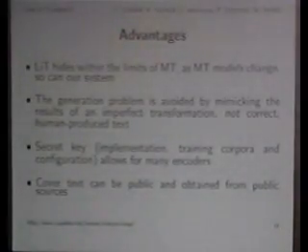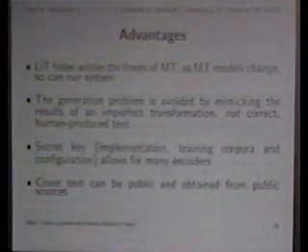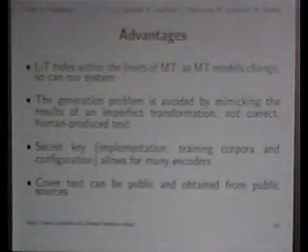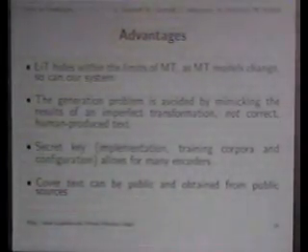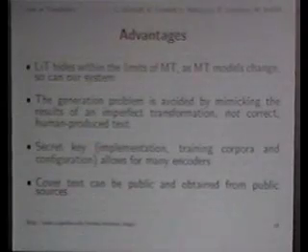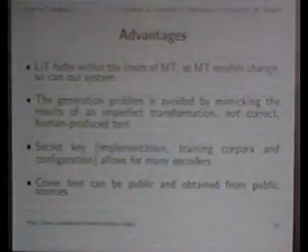So what are the advantages again? We can hide information within the limits of machine translation, and as machine translation improves, our system will also automatically improve in what it's generating. We avoid this generation problem by mimicking the results of an imperfect transformation. So we do not have to produce correct text. We can get away with producing slightly incorrect text.